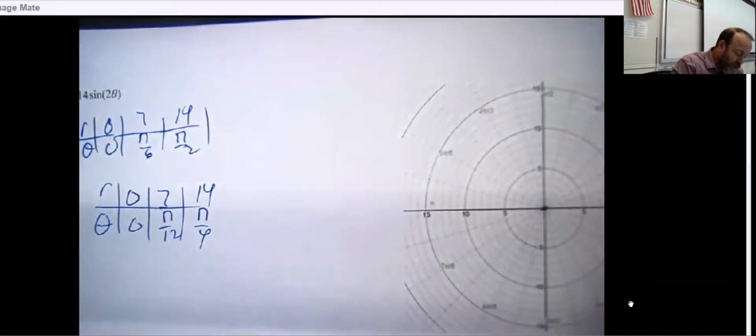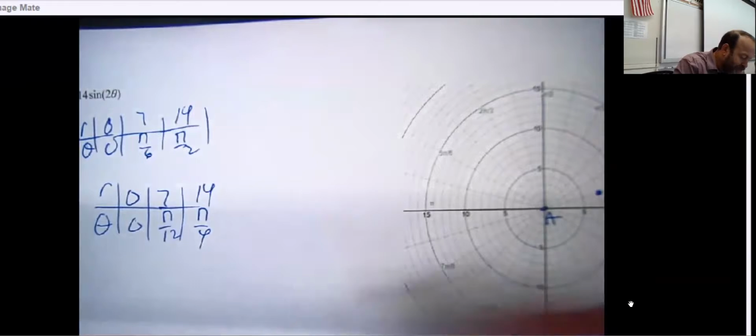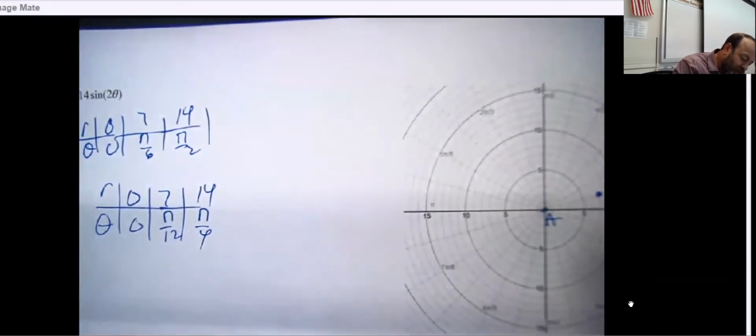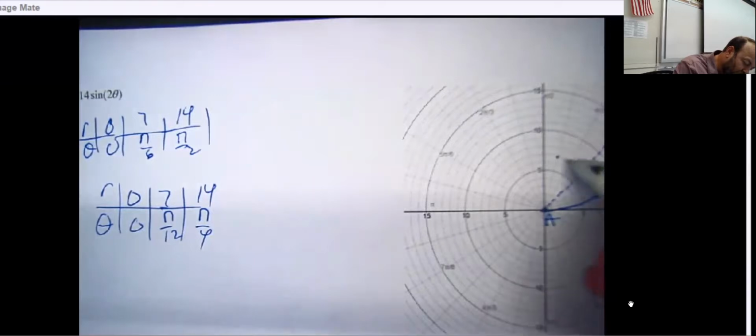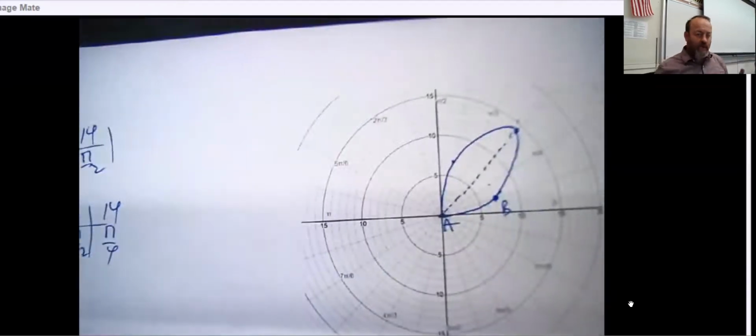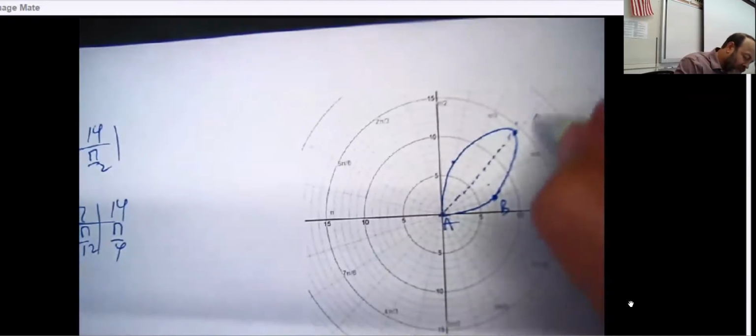0 gives me 0, no big deal. 7 at pi over 12, which is right here. 14 by the time I reach pi over 4, which is right here. And again, I'm just going to use that symmetry argument. Since this is right where the tip of the petal is, I'm just going to rotate to here. I just noticed that that's 2 of these radial lines. So I'm going to go like that. It's a pretty fat petal, what I noticed. So this one has a tip at 14 at the angle pi over 4.